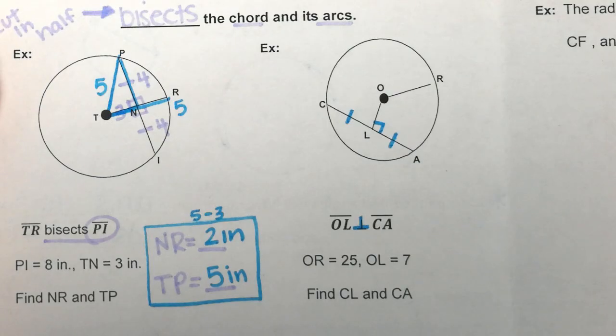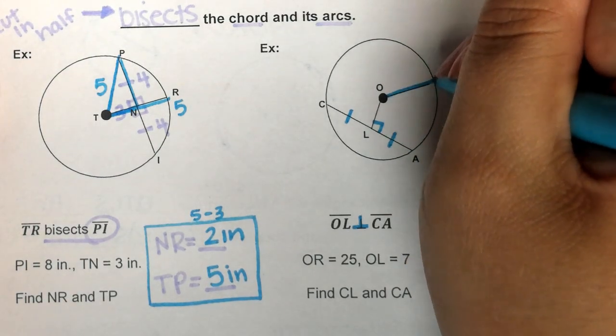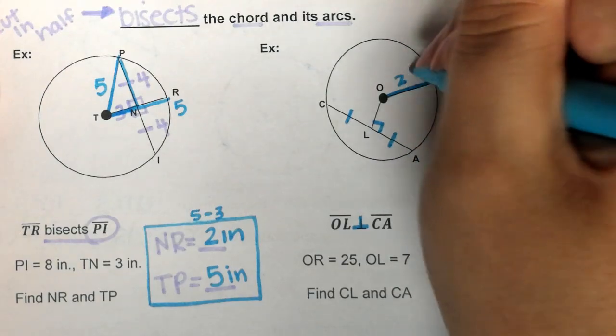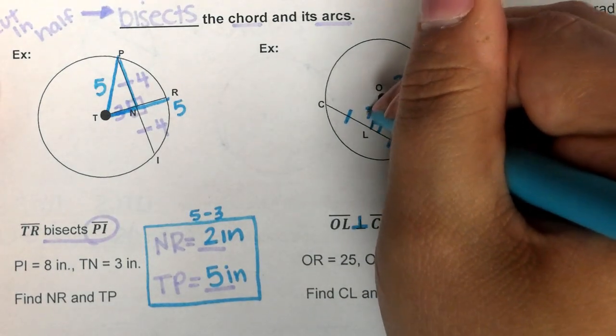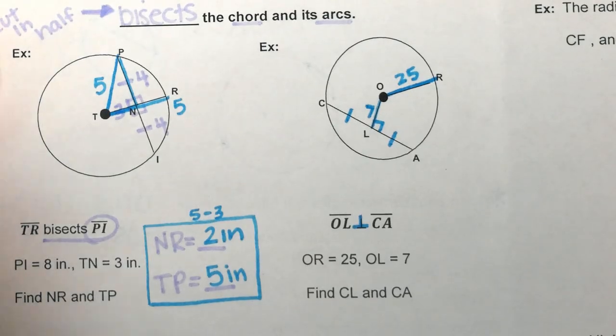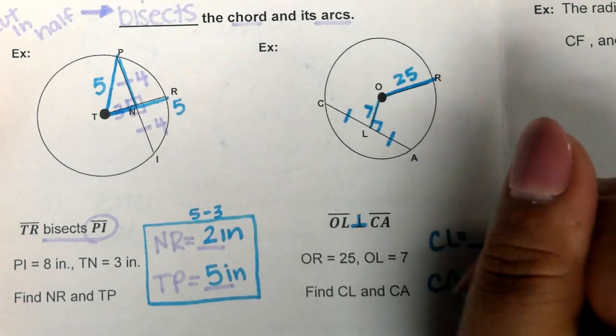90-degree angle, tick marks. Now OR, and by the way, I don't know why this R doesn't extend. Can y'all make that extend all the way? OR is 25. OL is 7. How do I find CL and CA?